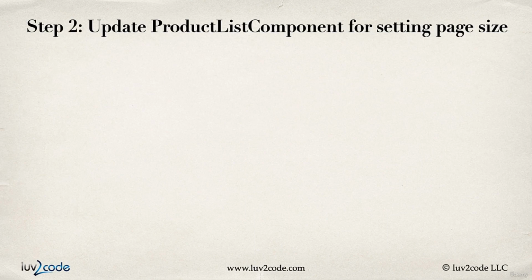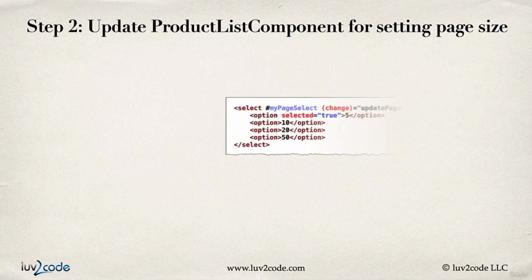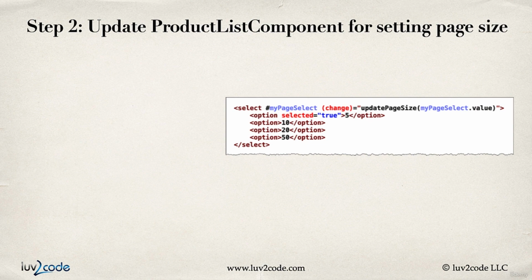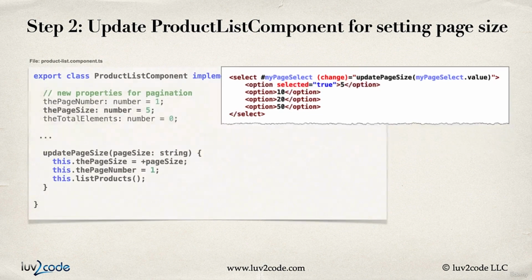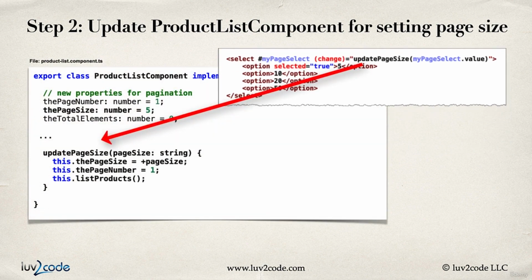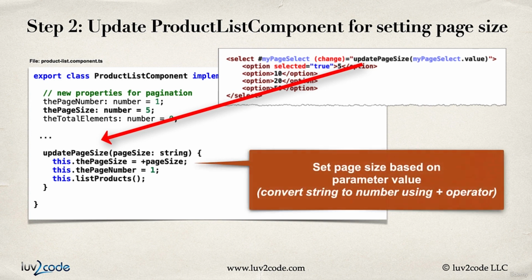Now in step 2, we're going to update the product list component for setting the page size. So remember, in the previous slide, we had a call to a method update page size. So this method is actually defined here in this component. This method will take in a parameter, the page size, and then we'll simply set the page size based on that parameter value. Then we'll also reset the page number to 1, and then we simply call list products to list the products again for this given page size.